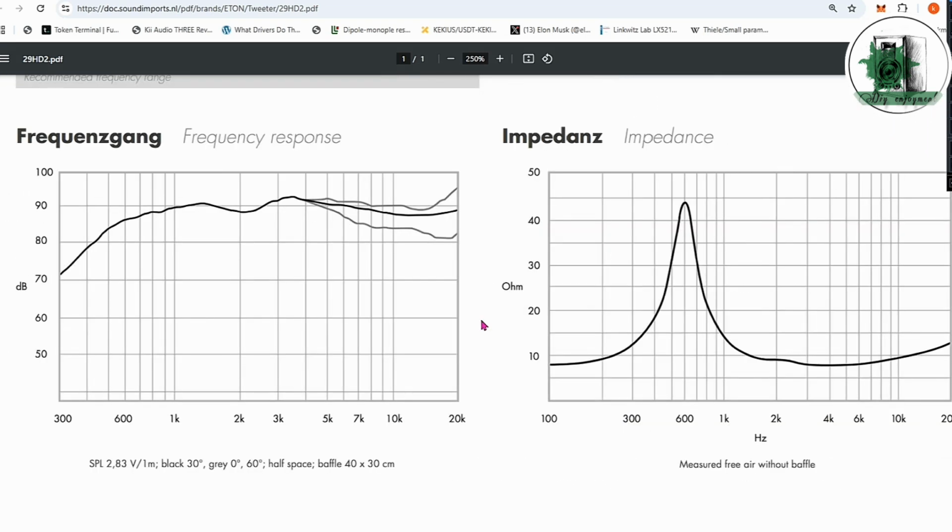This is the response of the dome tweeter. As you know, greater reduction at off-axis angles means narrower directivity. Looking at the graph, the difference between the lower curve or off-axis response and the on-axis response is not very significant. This indicates that the dome tweeter has a wide directivity pattern.